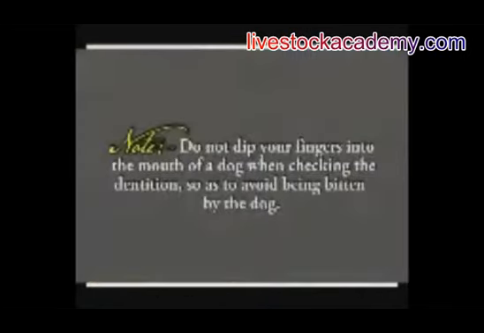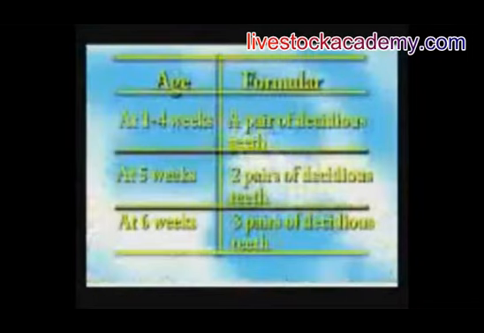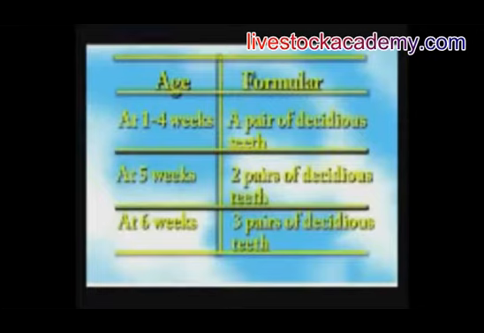So care must be taken while checking the dentition of dogs. Don't put your fingers inside the mouth of the dog, to avoid ending up having holes in your finger. But when you open a dog's mouth and discover that the two pairs starting from the middle are out, it means that dog is between 1 to 4 weeks. When you discover that the two pairs are out, that dog is between 4 to 5 weeks.